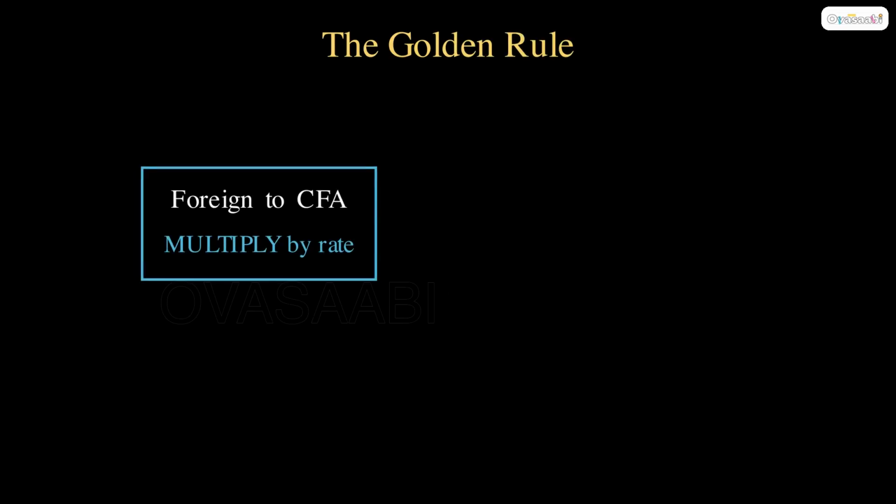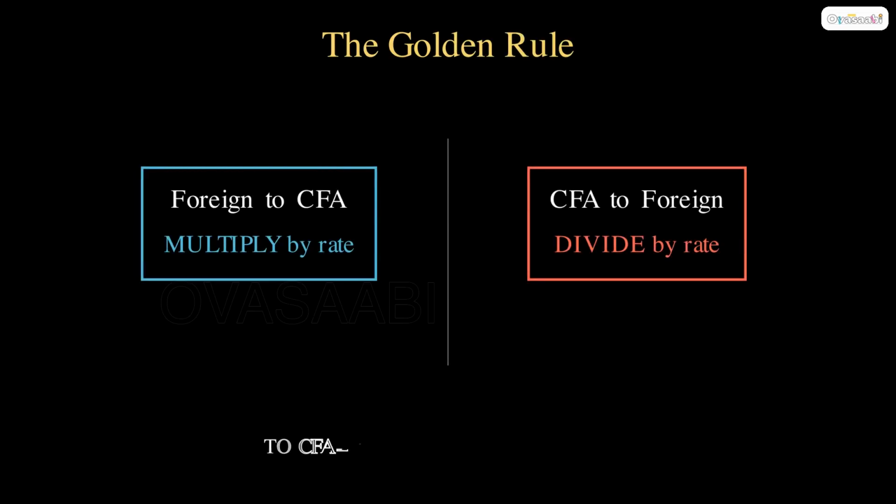Here is the golden rule. To change foreign money to CFA, multiply by the rate. To change CFA to foreign money, divide by the rate.